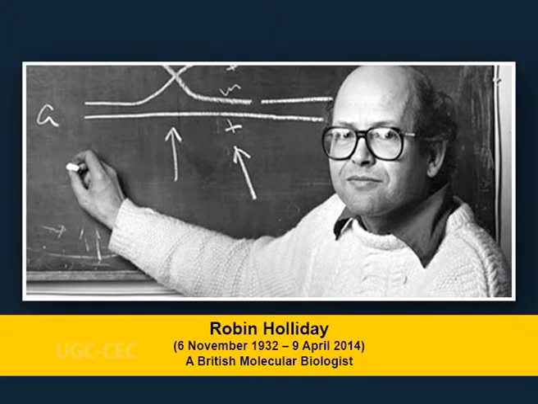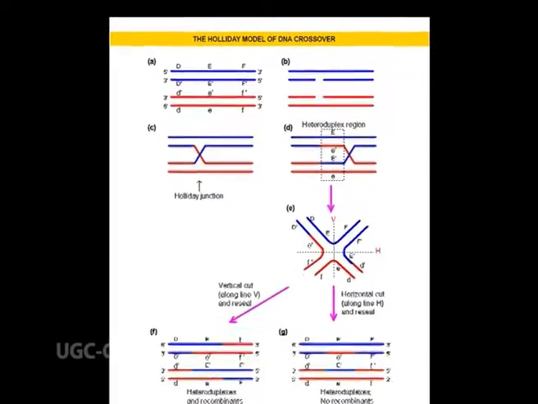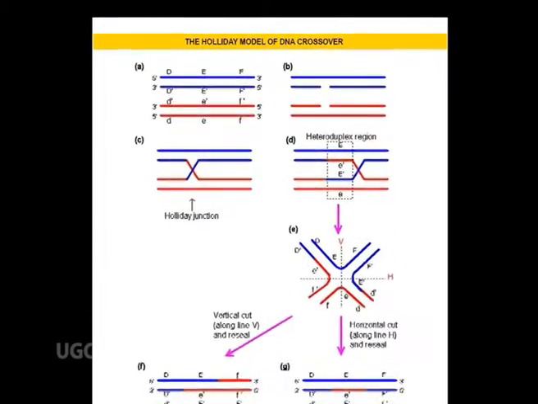Reciprocal exchange of DNA strands between two nearly identical DNA molecules occurs during homologous recombination, and results in a four-way DNA junction named the Holliday junction, after Robin Holliday in 1964. The following figure explains the Holliday model of DNA crossover.